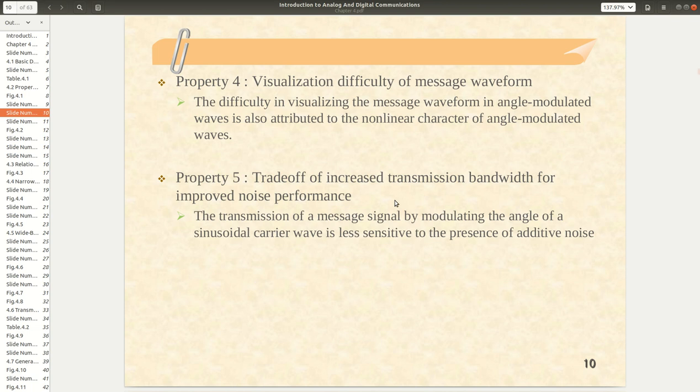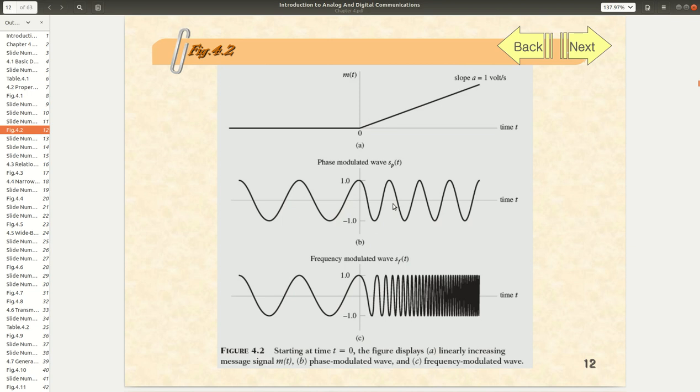but you improve the noise performance, because you don't have to change the amplitude. The amplitude is the same, but you change the frequency, so nothing is changed, and noise doesn't have much effect, especially the additive noise, which is added to the amplitude. Okay, now let's see here.